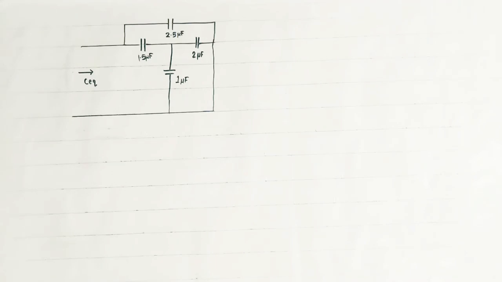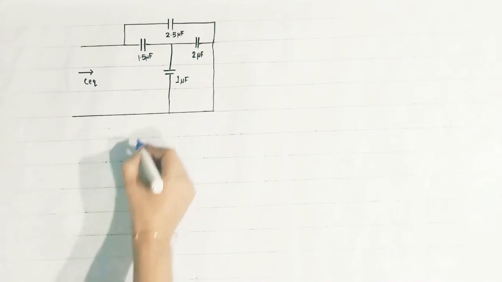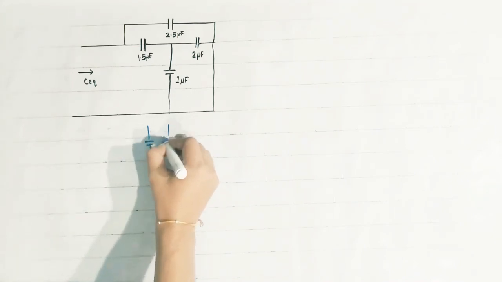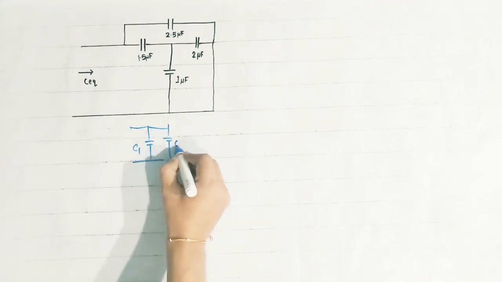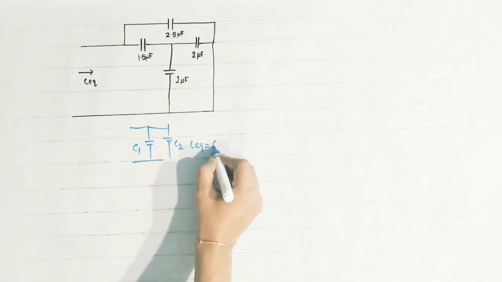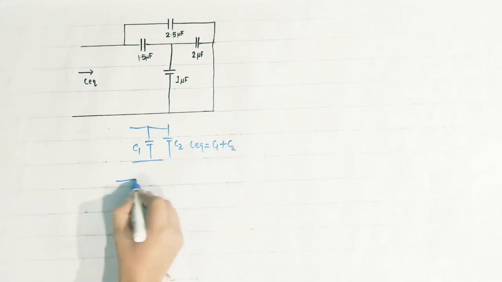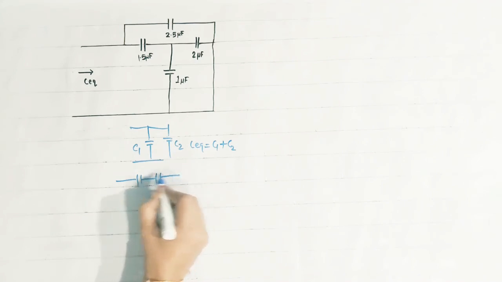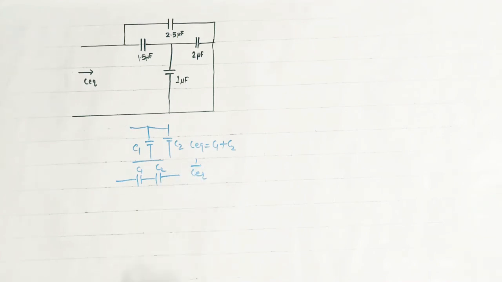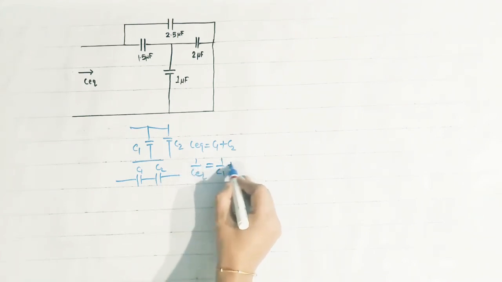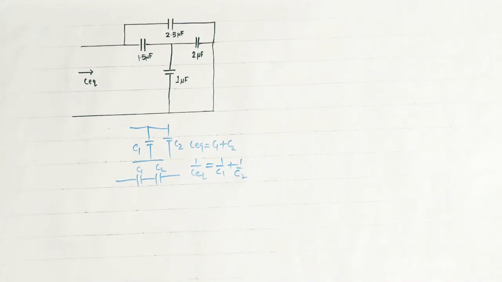Now see this question. In this question, we have to find the equivalent capacitance of this circuit. We know that when two capacitors C1 and C2 are in parallel, then equivalent capacitance is C1 plus C2. When two capacitors are in series, then 1 upon equivalent capacitance is equal to 1 upon C1 plus 1 upon C2. So the method of finding equivalent capacitance is just opposite to that of finding equivalent resistance.